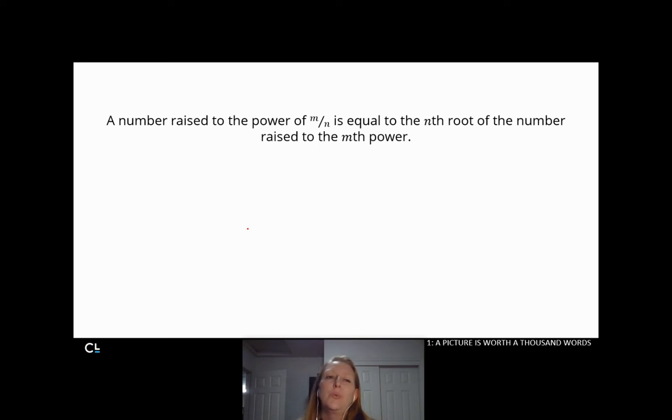A number raised to the power of m over n is equal to the nth root of the number raised to the nth power. Did you get that? The idea is that if you have a fractional exponent, the numerator is your power, however, you know, squared, third, whatever it is. The denominator of your exponent is going to be your root.